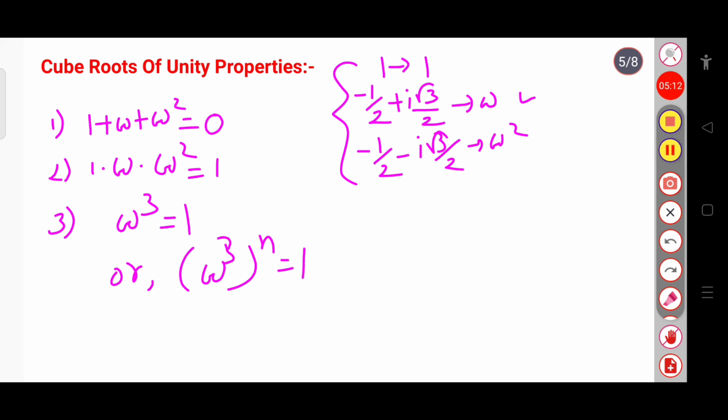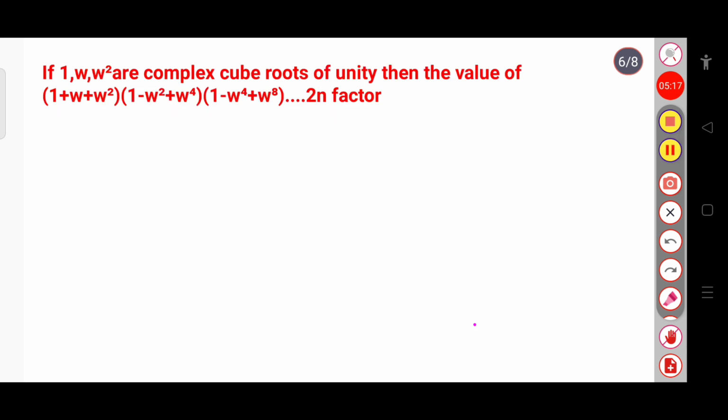Now, let us take an example. Here the question is, if 1, omega and omega square are the complex cube roots of unity, then what is the value of 1 plus omega square into 1 minus omega square, plus omega power 4 into 1 minus omega power 4, plus omega power 8, and so on up to 2n factors? We are going to calculate.